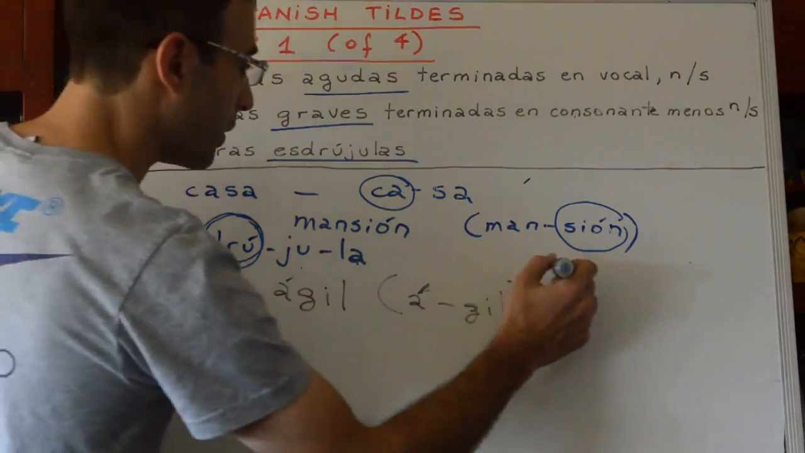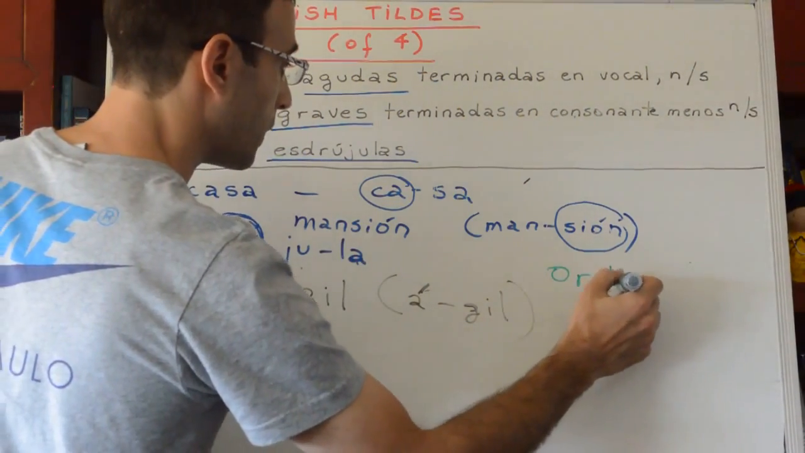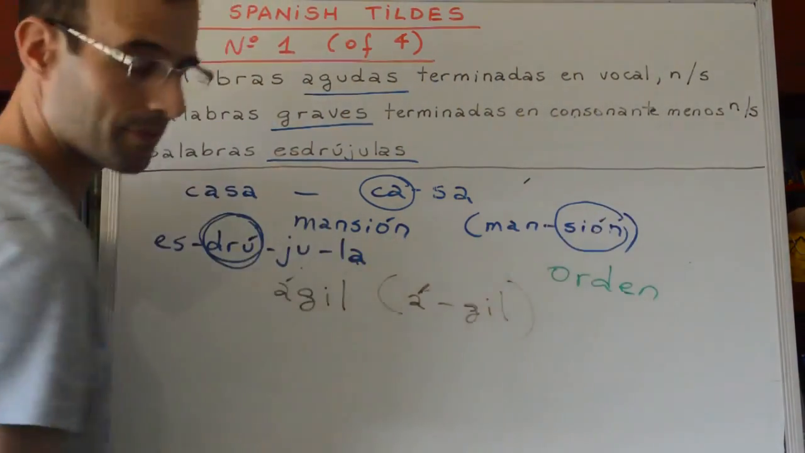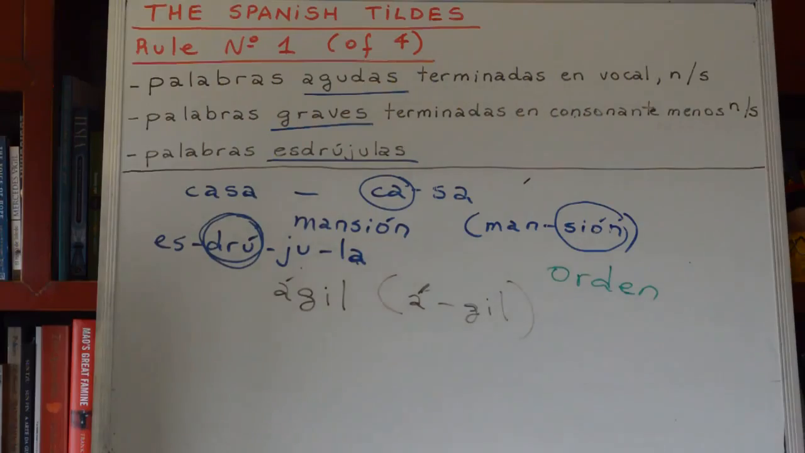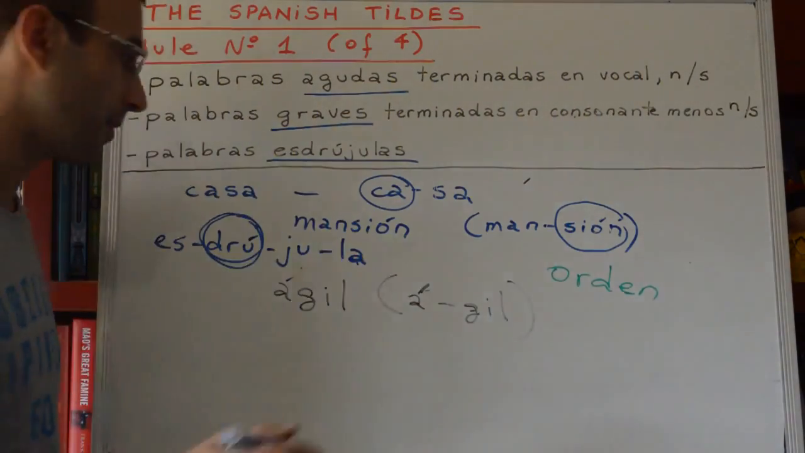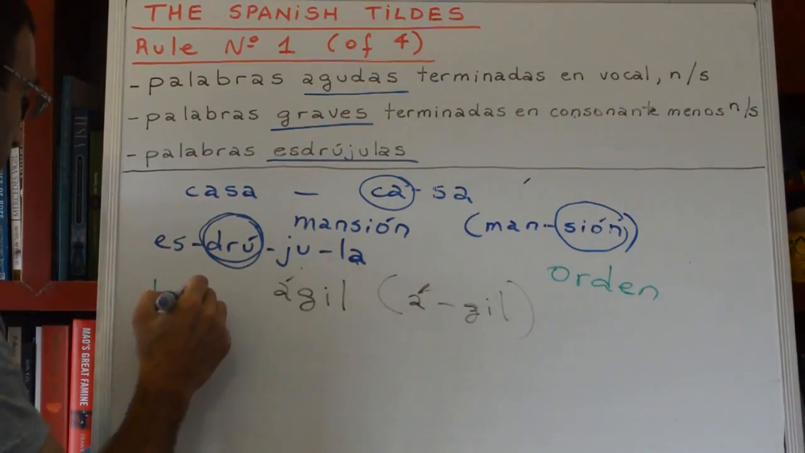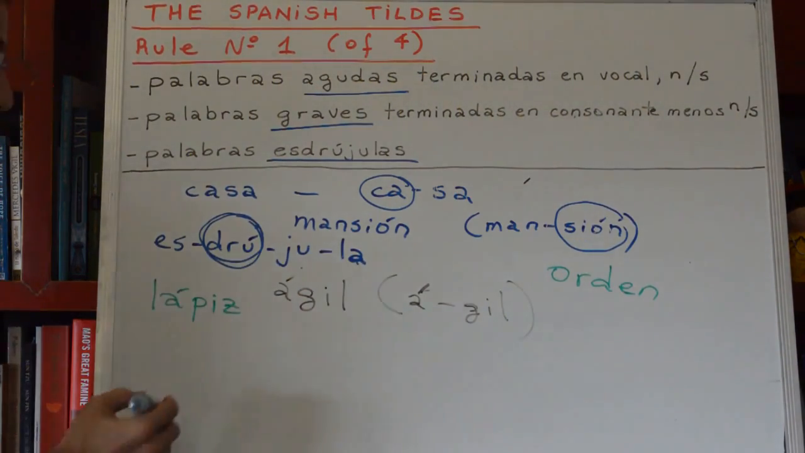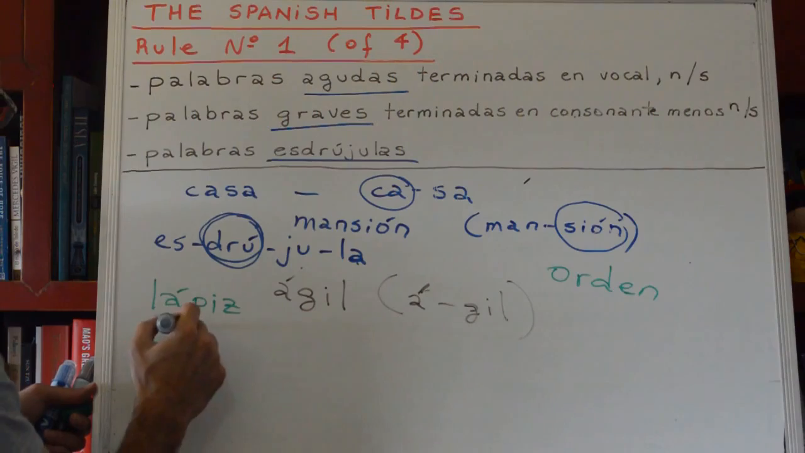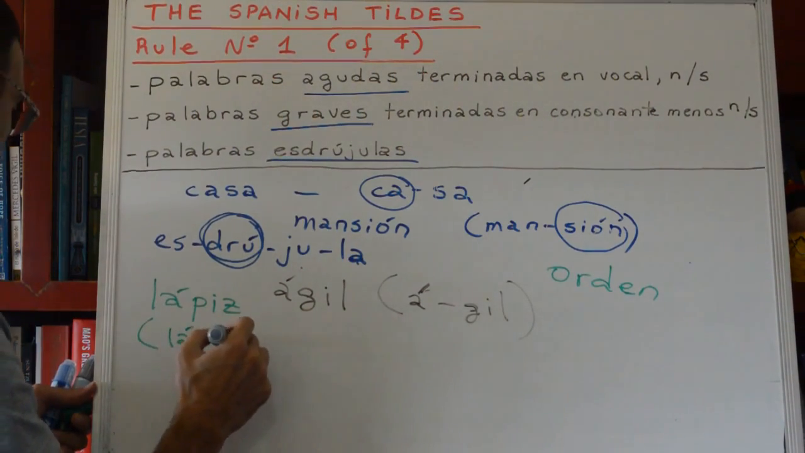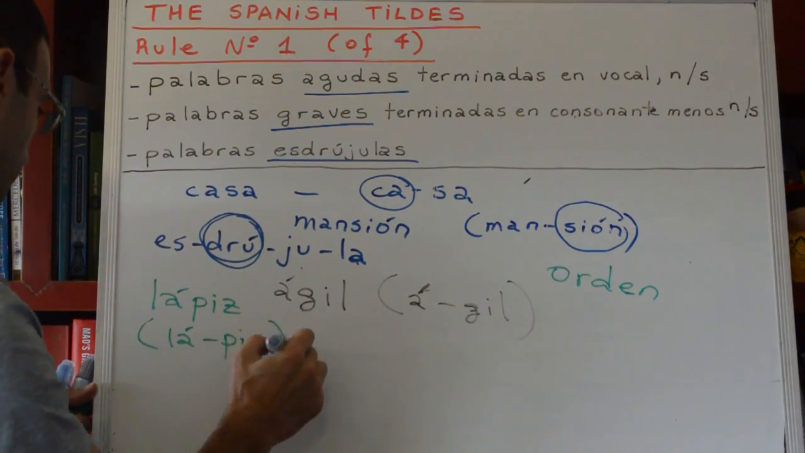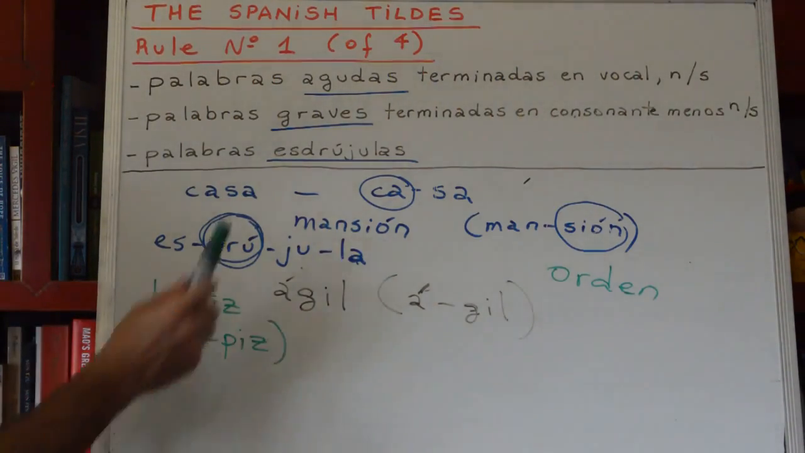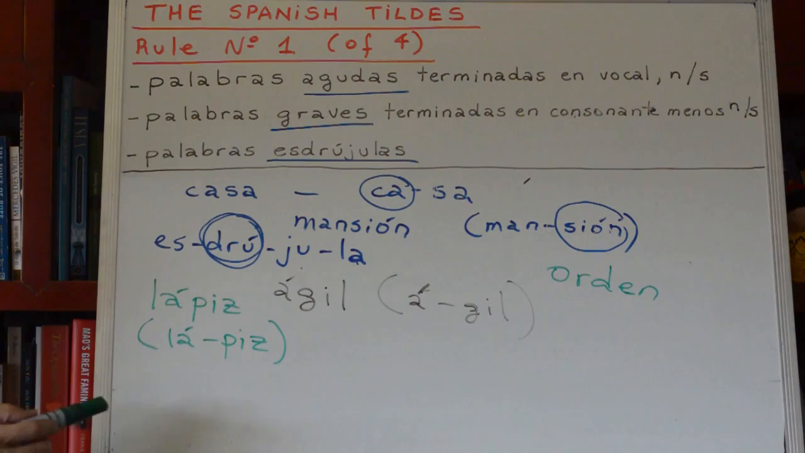well, for example, orden does not carry one, you see, because it ends in a consonant that is an N, right? Let me see, one that does carry a tilde. Lápiz means pencil. This is the Spanish word for pencil. You separate it like this: lá, piz, okay? Lápiz. So, it's grave, right?